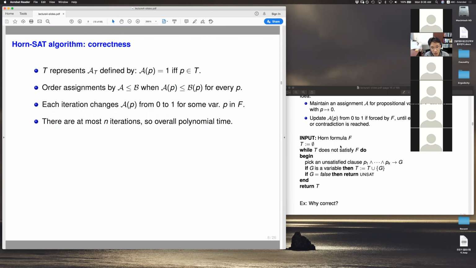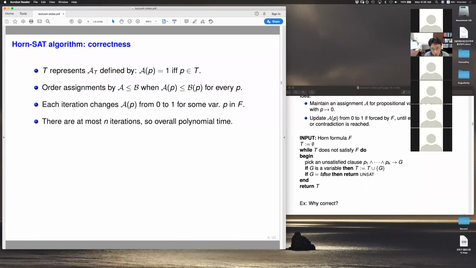Just to say it again, the algorithm terminates. That's because each time the loop goes through, it makes progress in the sense that set T gets increased by 1. And the progress can happen up to the set T becoming equal to n. So this entire loop is going to be executed at most n times.